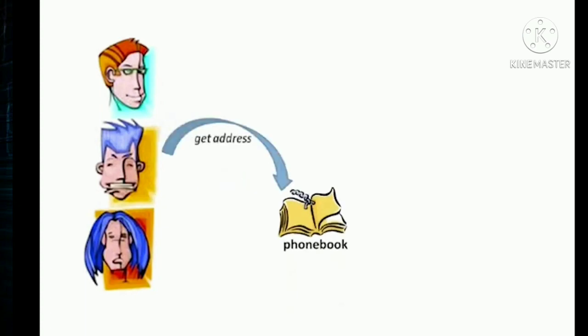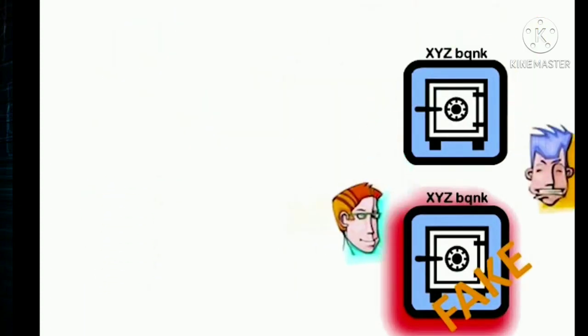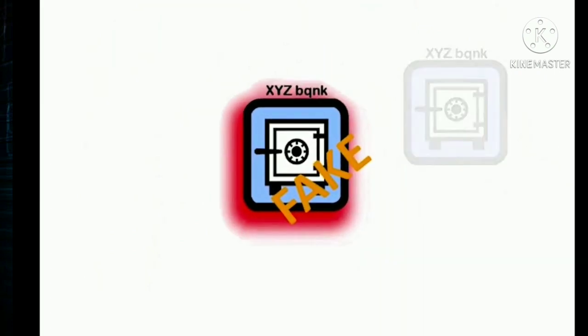Large numbers of users can be victimized because it is not necessary to target users one by one. Pharming can actually redirect large numbers of users to the fake bank.